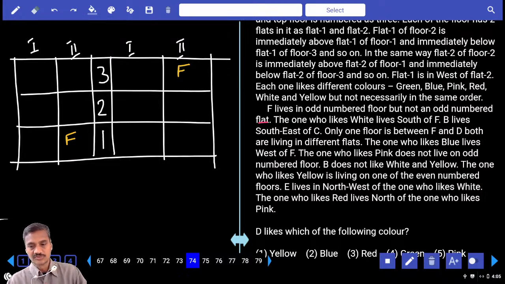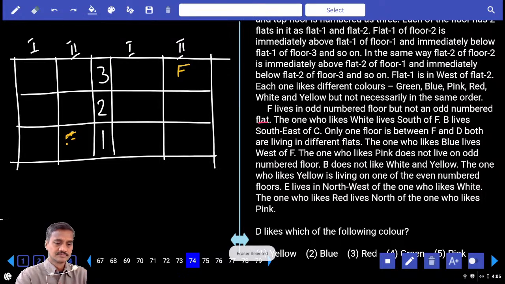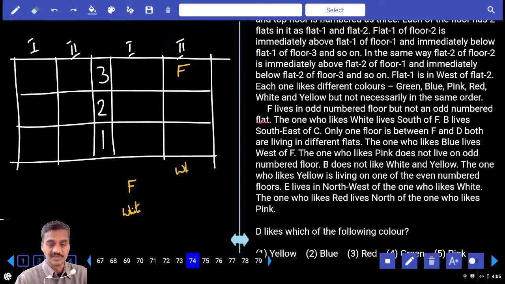Next one, the one who likes white lives south of F. South of F there is white, hence F cannot be at this place. Hence, as of now, there is only one possible. Now, south of F, who is that person? White. And this white must be somewhere here in the second flat itself.